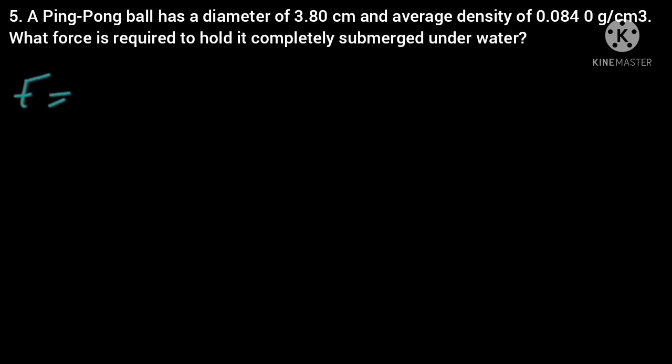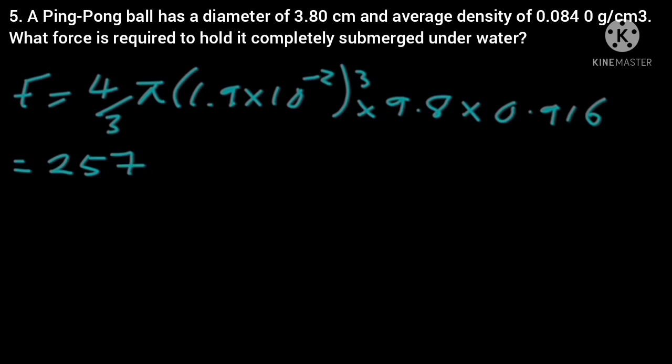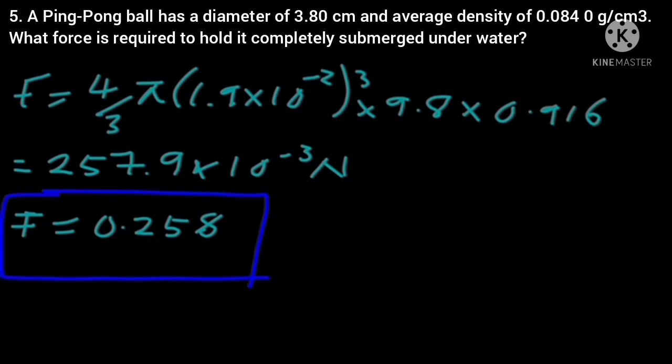So our force is equal to 4 over 3 times pi times our radius, 1.9 times 10 to the power negative 2, cubed, times 9.8 times 0.916. So this is equal to 257.9 times 10 to the power negative 3 newtons. So that's the force required. So the force is equal to 0.258. So that's the solution, 0.258.